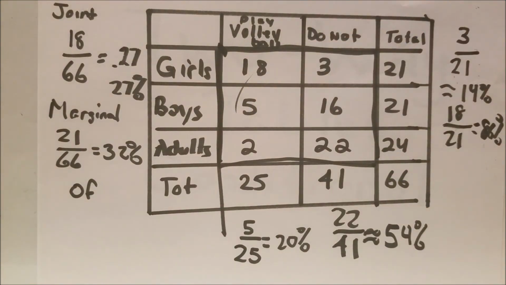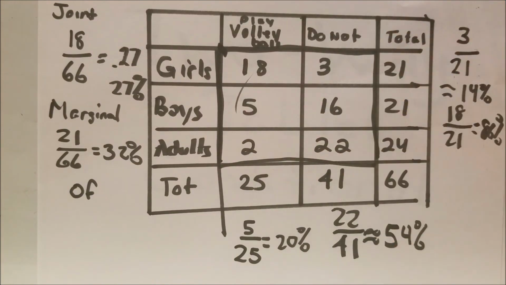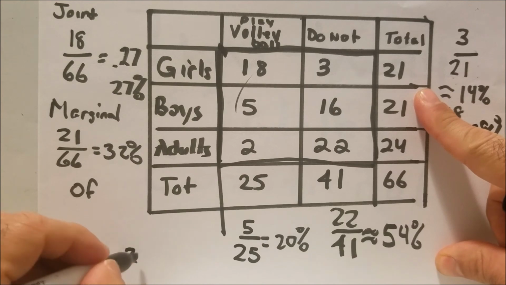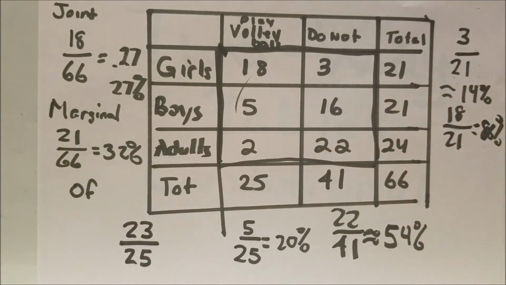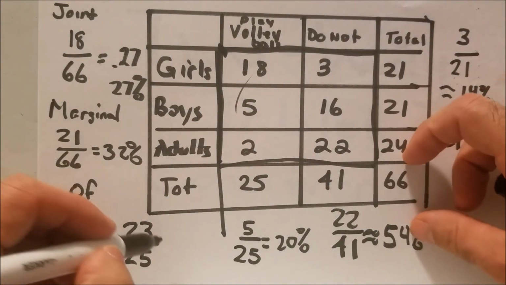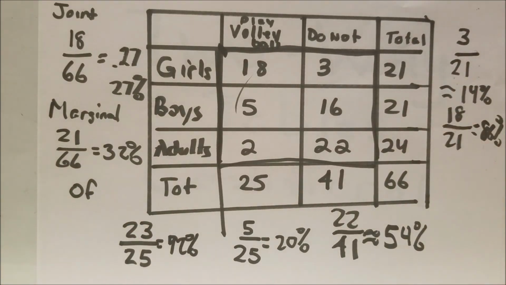And then conditional is based on either a row or a column, like we've done. So we'll do one more conditional. Of those who play volleyball, how many are not adults? Of those who play volleyball is 25, and 23 are not adults. So that's 92%. Okay, so that's our video on conditional relative frequency.